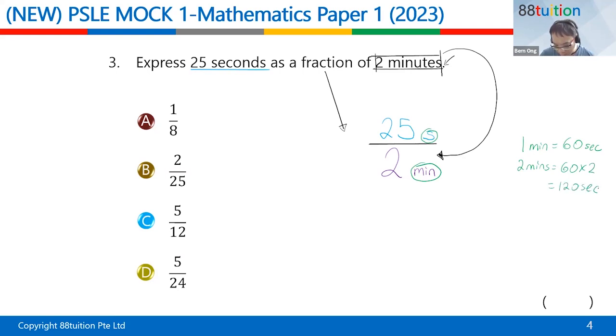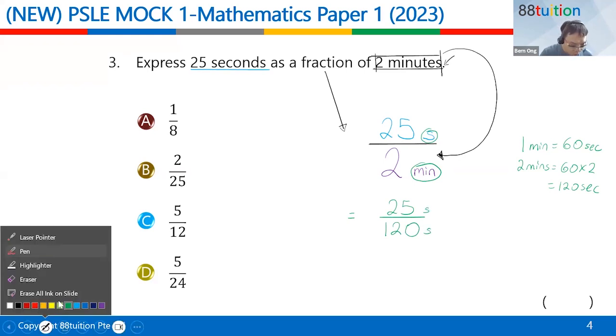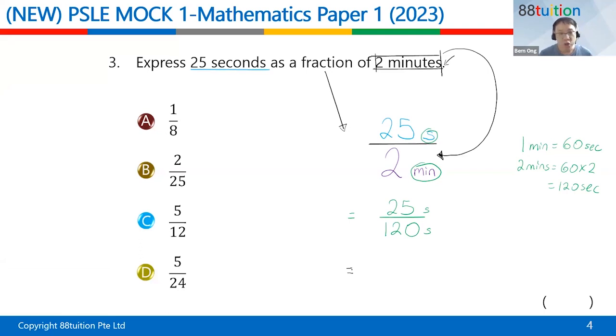Can you see or not? Then you put it as your answer. 25 is in seconds already. 2 minutes you change to seconds, 120. But be careful. Why must you be careful? You must always reduce to the lowest term. The question never says so, but no argument.